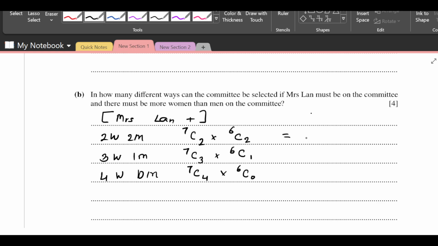So the first answer will be 315. The second one will be 210, and the third will be 35. So the total here is 560.